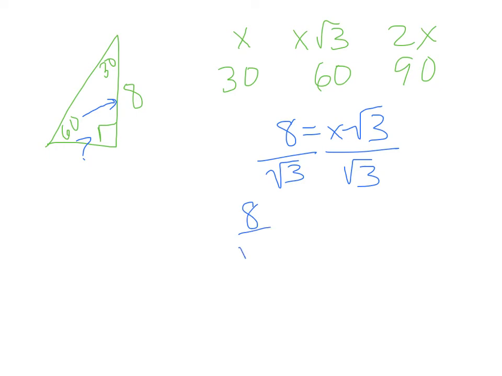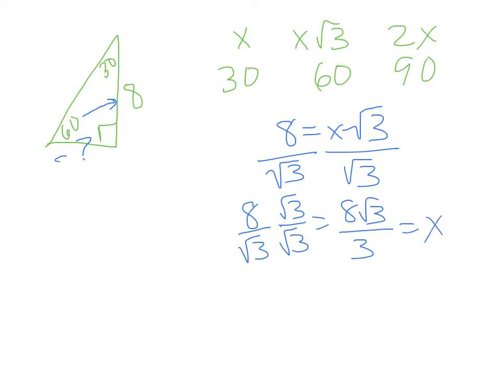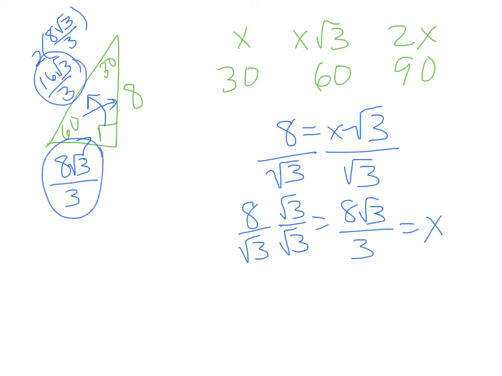So we have 8 over root 3. Again, it's nice to rationalize. In this case, you don't really have to, but let's do it anyway. So that's our x. Okay, so this side here is 8 root 3 over 3. Across from the 90 is 2x. So it's 2 times 8 root 3 over 3, which is in fact 16 root 3 over 3. So those are your answers.